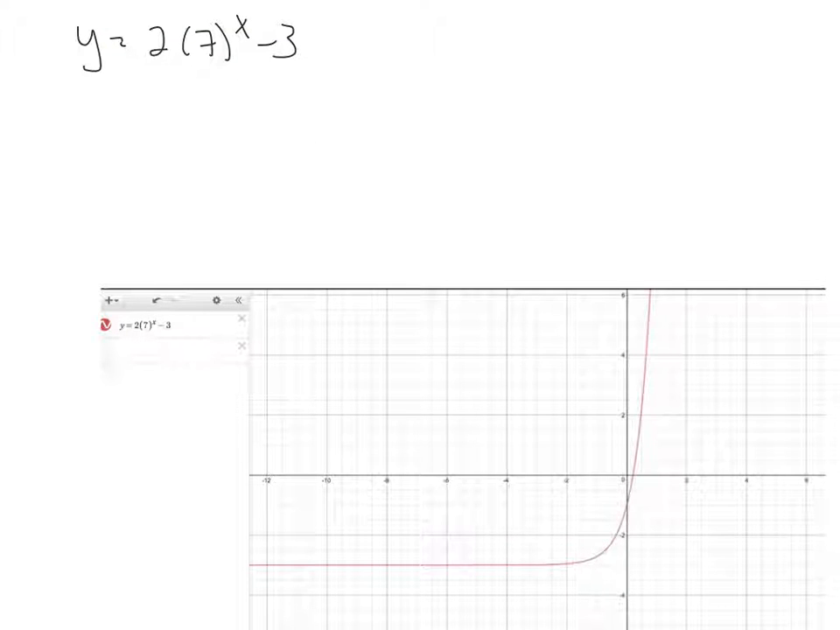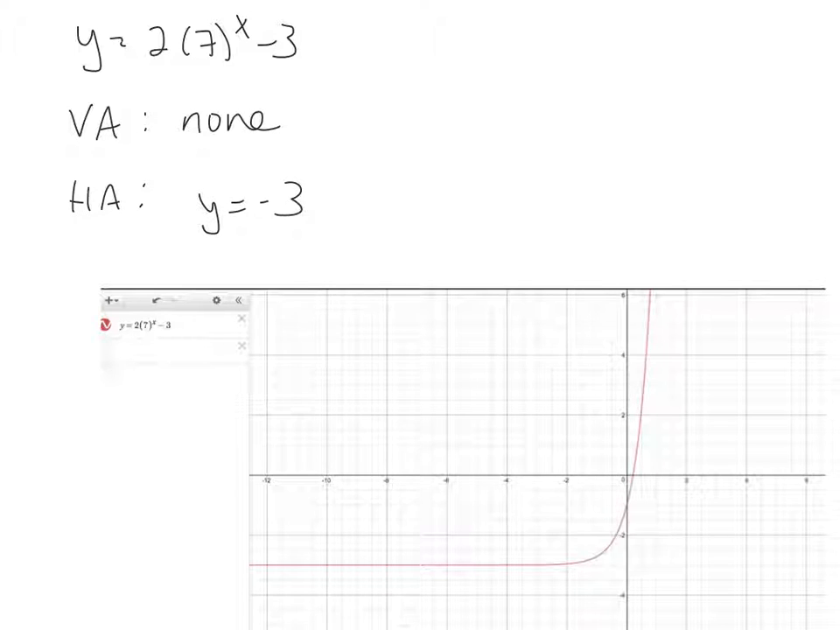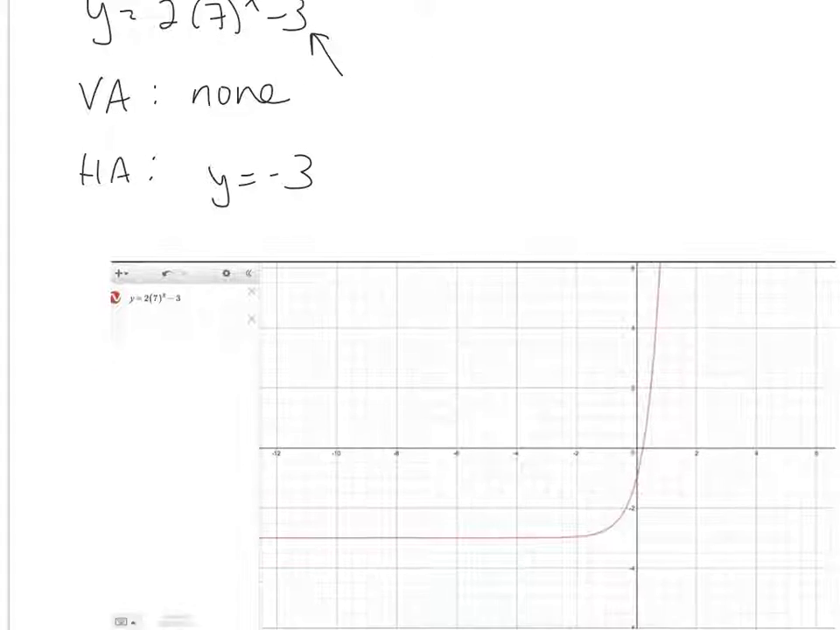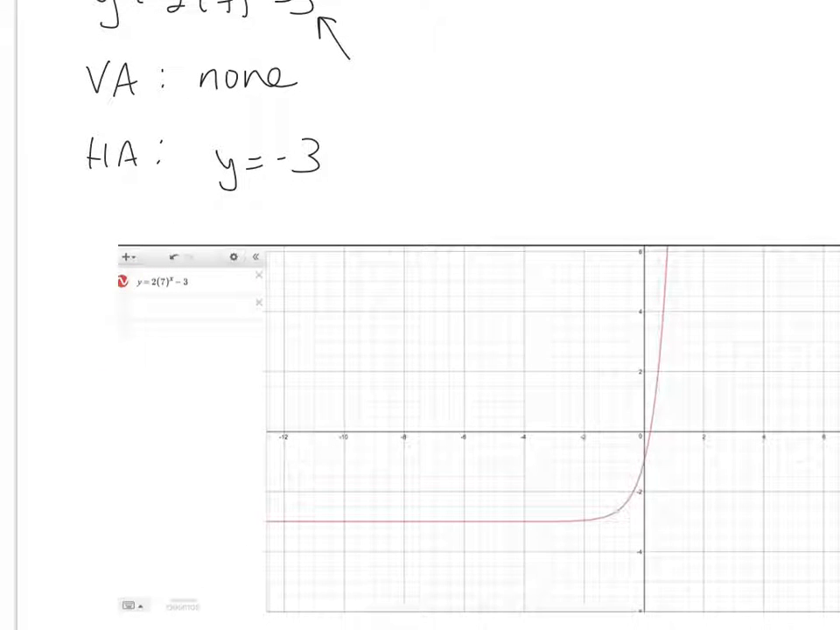All right, finally our last one, we have no vertical asymptote still for this one. And for the horizontal asymptote, we said that this one is going to be at y equals negative 3 because our shift is negative 3. And if you look at the graph down here, there is a very clear flattening out of the graph here at negative 3.